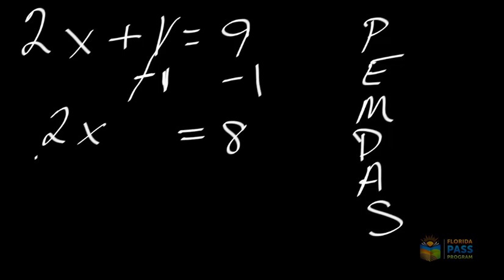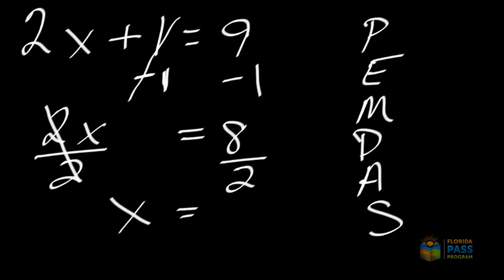2 times x, what's the opposite of times? Division, you're right. So I'm dividing both sides by 2, trying to get this x by itself so we can figure out what it is. 8 divided by 2, 4. That is our answer. Well, how do you know if your answer is right?